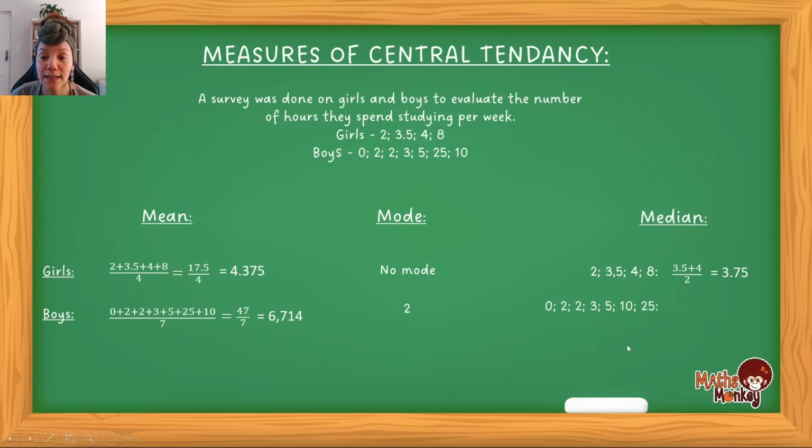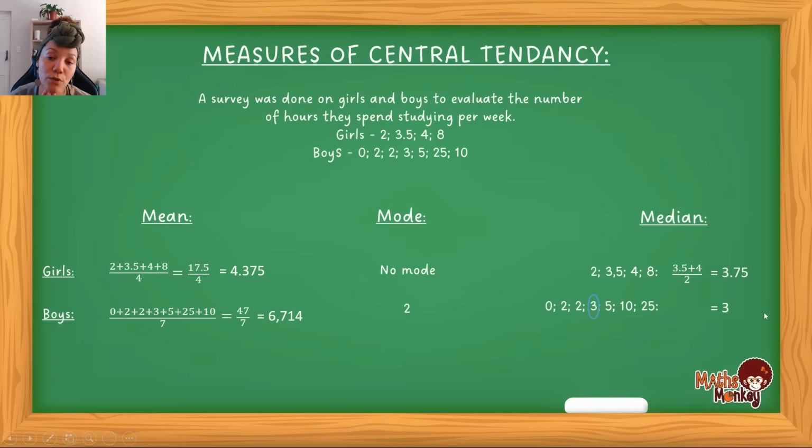Okay, then for the boys, remember, this information is not in ascending order. So we first always have to put our values in ascending order before we find the center. And if I have a look at this now, you can see there's 3 values on either side of the number 3. So 3 is our median. Okay, so this is how you do the calculation.